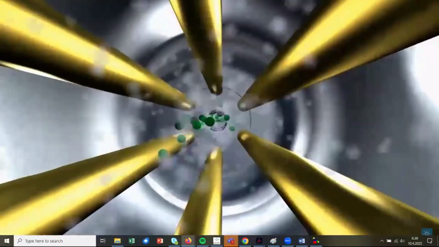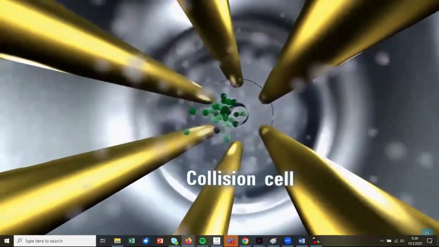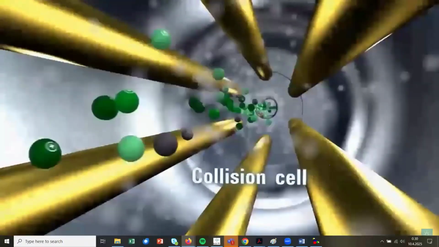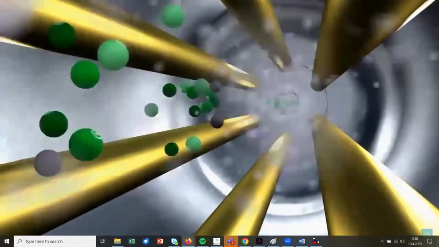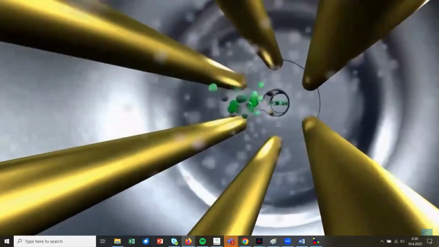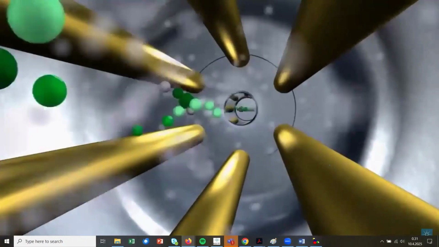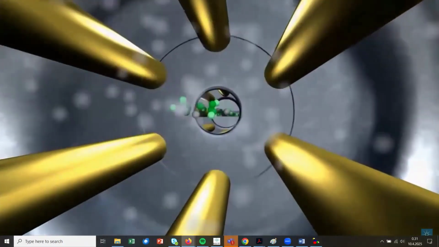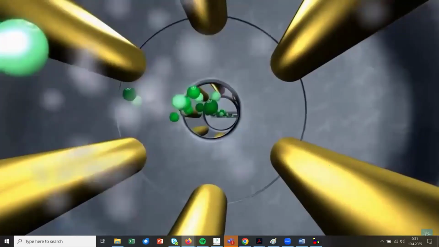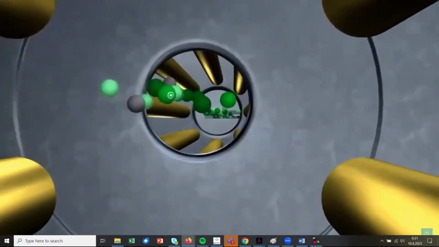In the hexapole collision cell, ions strike collision gas molecules, generating product ions and neutral fragments. Linear axial acceleration and high collision gas pressure ensure that all ions exit the collision cell with nearly identical energy. This allows the same mass calibration factors to be applied to MS and MS-MS ions. The result is better than 5 ppm mass accuracy for MS-MS ions.